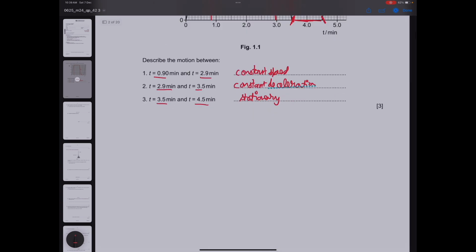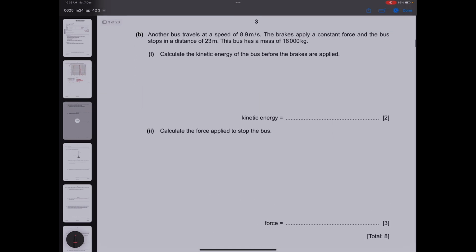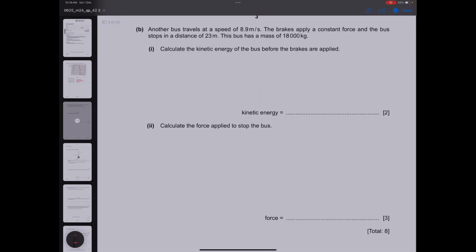Alright, now let's move on to the next question. Another bus travels at a speed of this much. The brakes apply a constant force and the bus stops in a distance of this much. This bus has a mass of 18,000 kg. Calculate the kinetic energy. So for kinetic energy, we know that the formula is half into mass times velocity squared. Half into mass, which is given as 18,000. What is the initial velocity? 8.9 whole squared. When you solve this, you will get the answer to be nearly 7.1 into 10 to the power 5 joules.